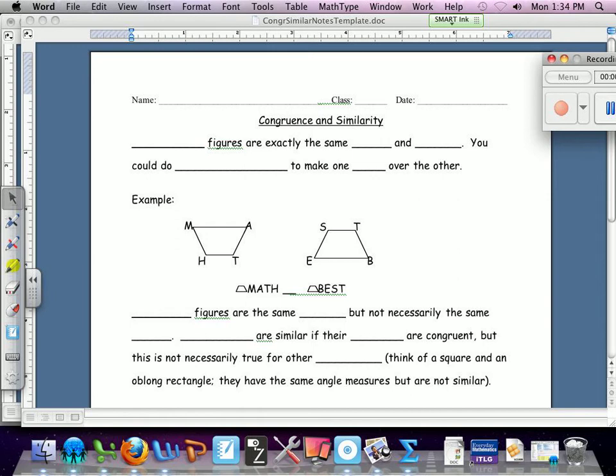So similar is when it has the same shape, but it could be a bigger version, it could be a smaller version, or it could actually be the same size. Then it's similar, so it has the same shape, just a bigger or smaller version.